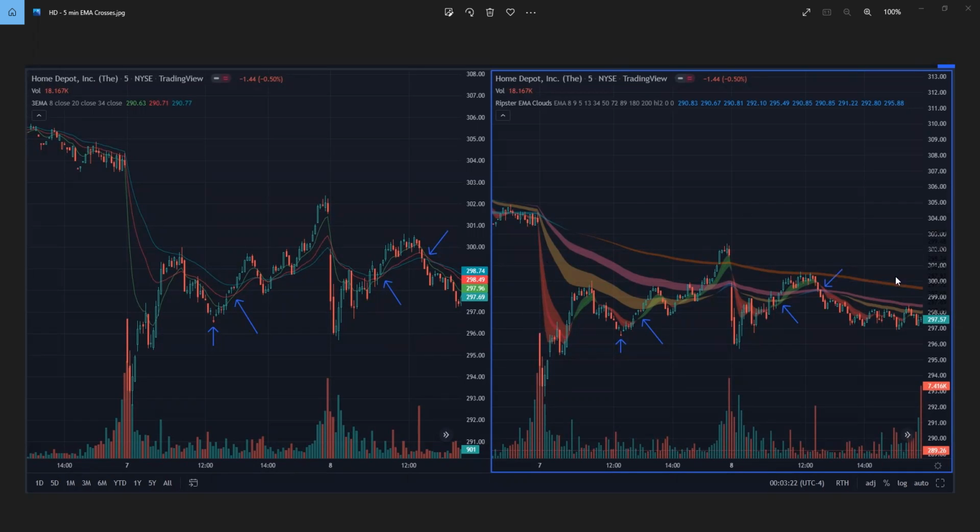So in this case, there's two charts, right? They're the same charts basically, just a difference of indicators. On the right, it's your Ripster EMA clouds, and the left side is just normal EMA lines.